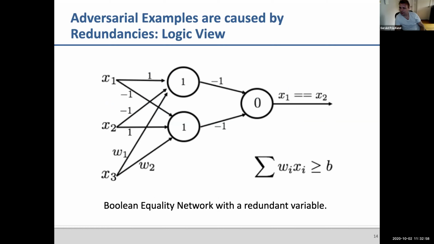This seems a little abstract, right? Let's go back to the Boolean example that we had before, okay? So now we have not XOR again, but equality. What this network does is calculate the Boolean equality of x1 and x2. That means the output of this network is x1 equals x2. It fires in the end if those two inputs are the same, and it doesn't fire if the inputs are not the same.